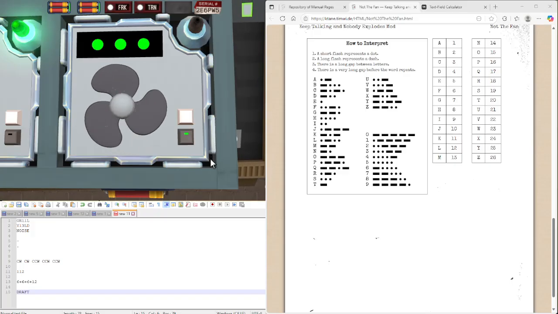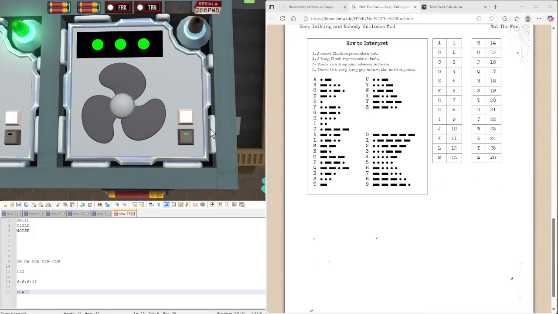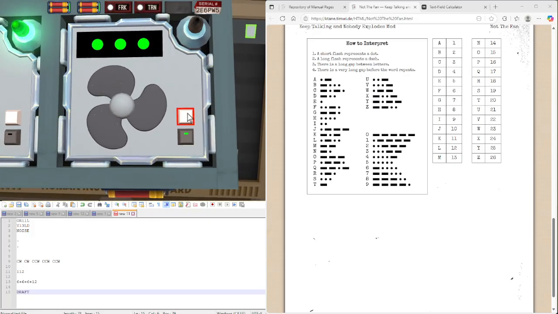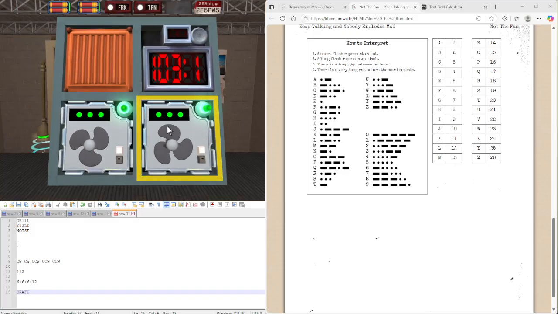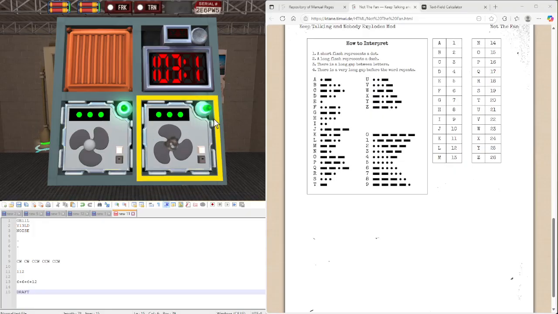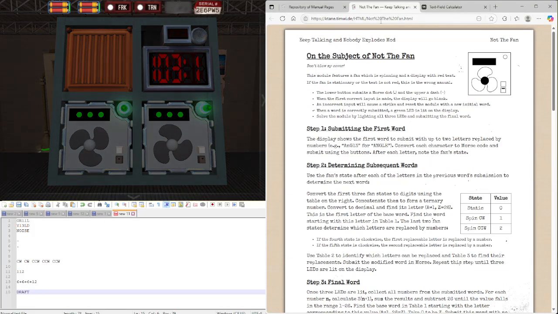So D, R, A, F, T. Okay, that's our module. So that was Not the Fan.